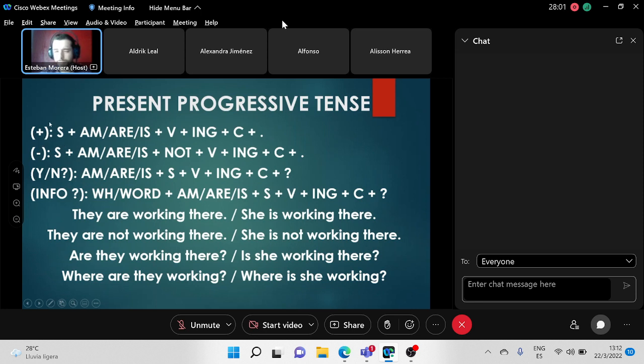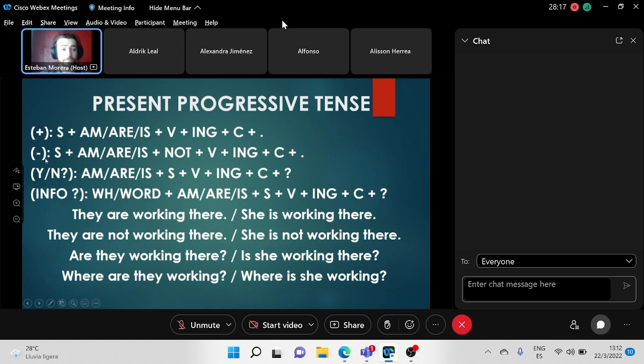Okay, some examples of positive sentences using simple present progressive tense. She is working right now. We are participating at this moment. The teacher is explaining the rules.